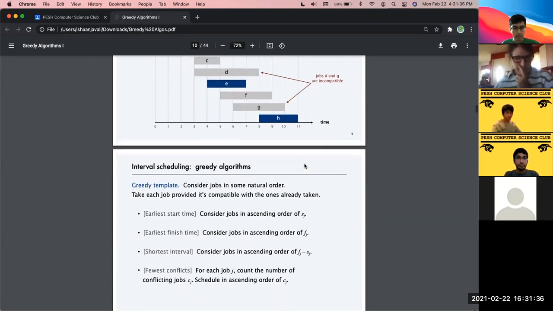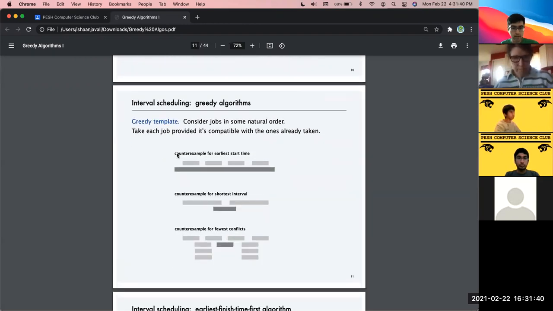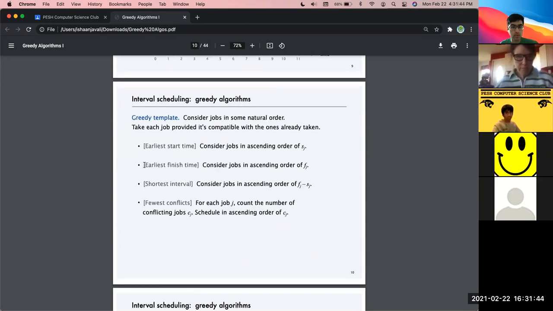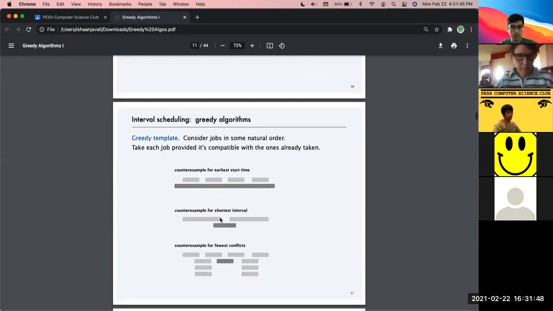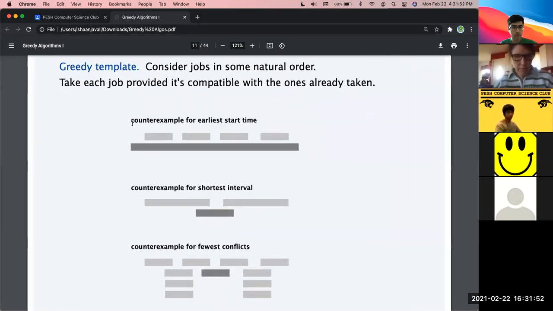Okay, so now I'll reveal the solution, and you can probably figure out what it is based on the counterexample that's not present. So the solution is to actually sort the intervals by the earliest finish time. And before I get to that, let's take a look at some counterexamples for why the other templates are wrong. So if we choose intervals based on the earliest start time, you can see we have this really huge interval that has the earliest start time.